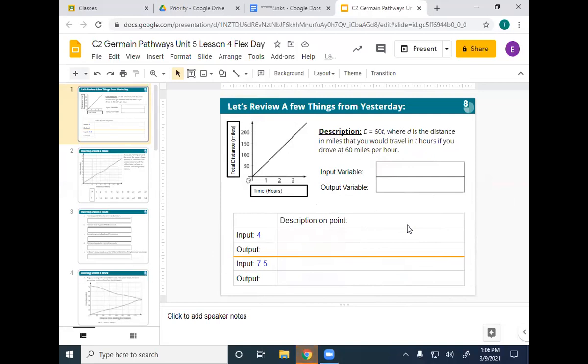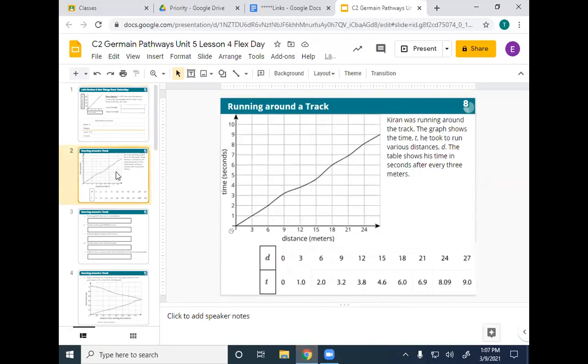Wonderful job. Let's take a look at the next piece of this here. If you're in your slideshow, you're going to slide down to slide number 2. If you are on your packet, you're still on that front page, okay? So we're looking at number 2 here. We're going to be using this graph and this table to answer the questions on the next slide. The thing about this graph and this table is that both represent the same data.